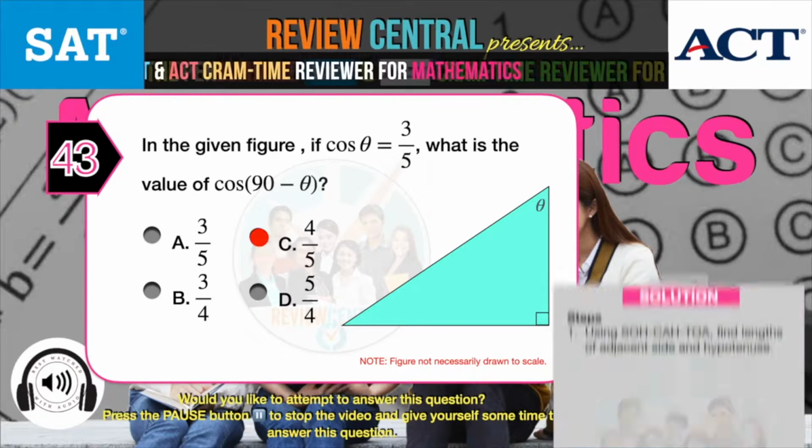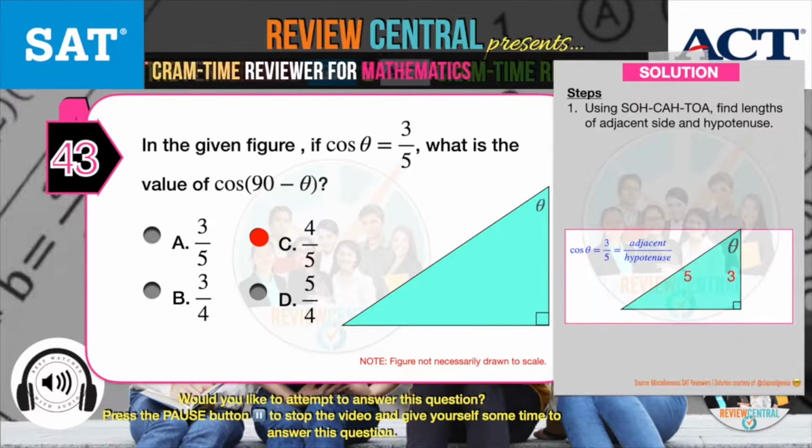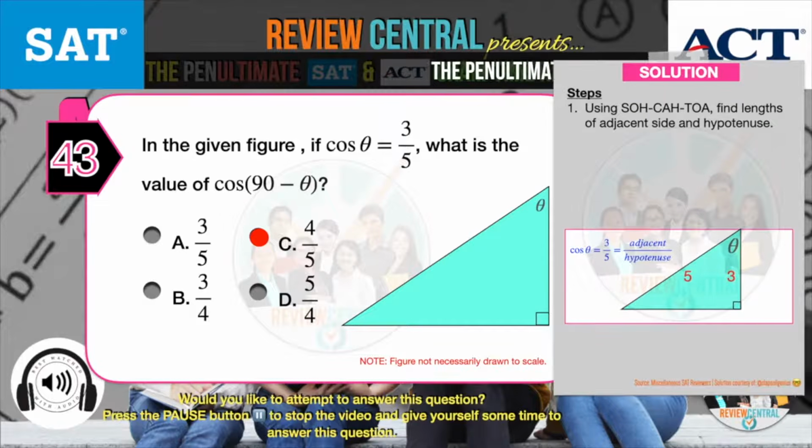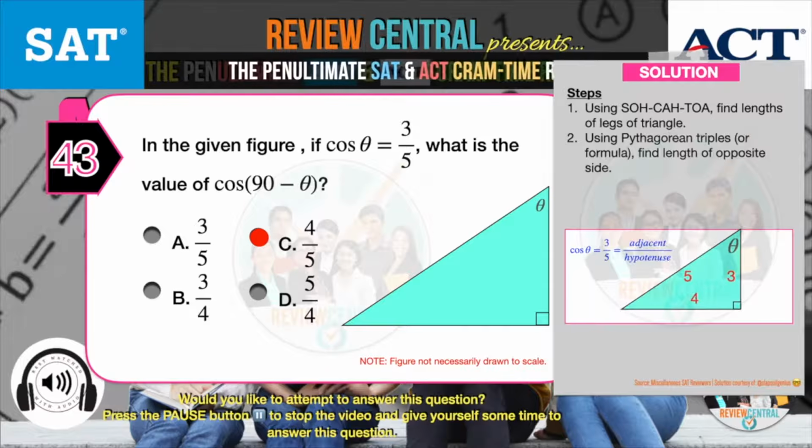4 over 5. This is where your mastery, or at least a working knowledge, of SOHCAHTOA and some basic trigonometric identities can come in handy. Given that cosine theta equals 3 over 5, from SOHCAHTOA we can determine the lengths of the sides of the given triangle. The length of the adjacent side is 3, and the length of the hypotenuse is 5. With 3 as the length of the adjacent or the shorter leg, and 5 the length of the hypotenuse, this is obviously the most common Pythagorean triple, the 3, 4, 5 right triangle, see image.